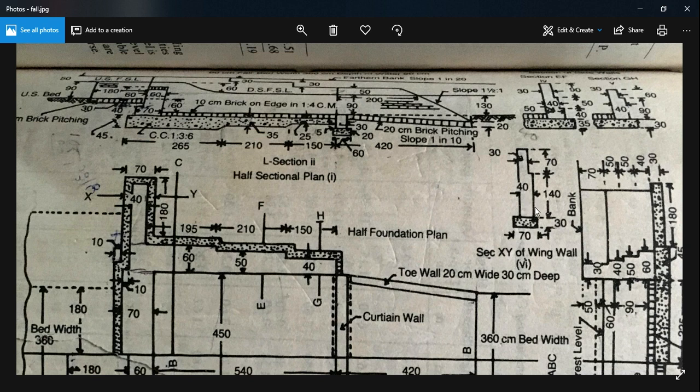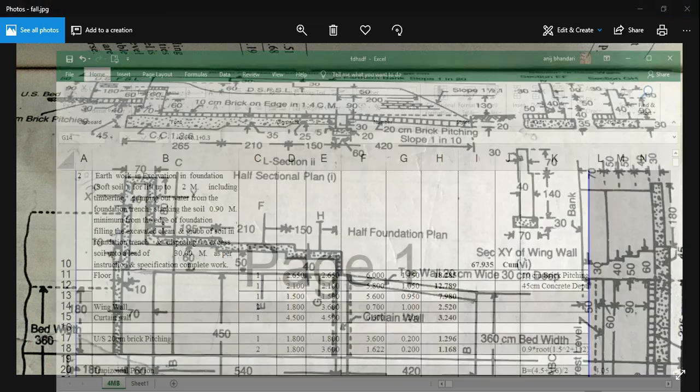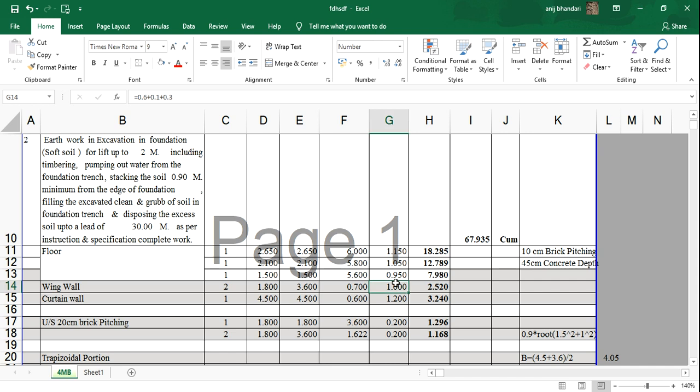So 70 centimeter plus 30 centimeter would be 1 meter. That's the height of excavation, or depth of excavation for wing wall. That is 1 meter.